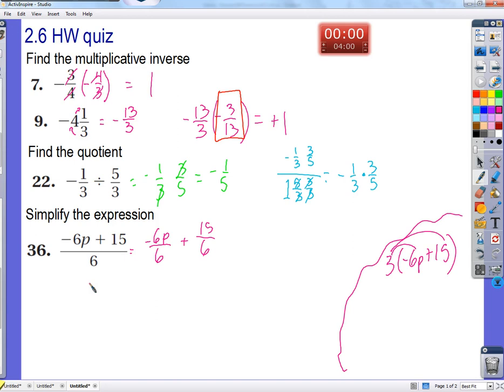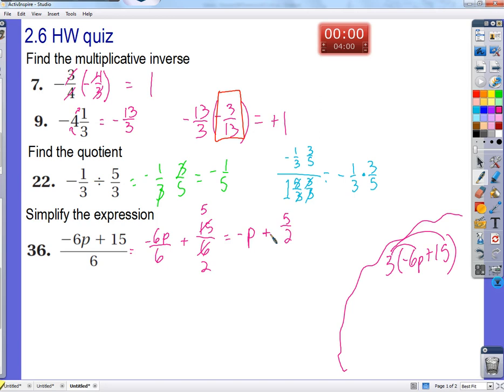Just like we took the sum of two fractions and split them apart, both of them have a denominator of 6. So we could do it this way. What's negative 6p divided by 6 now? Negative 1p. Yes? And 15 divided by 6. Can we simplify that at all? We have common factors. Common factor 3. 5 halves. That works great. For now, we'll leave it at that. Maybe later on in the year, I'll go back over that whole common factor explanation. We'll just stay with that.